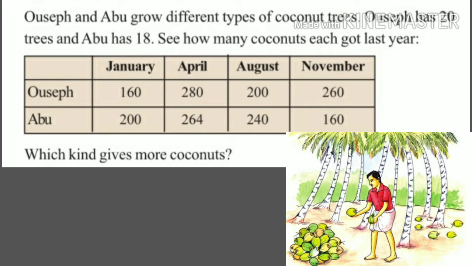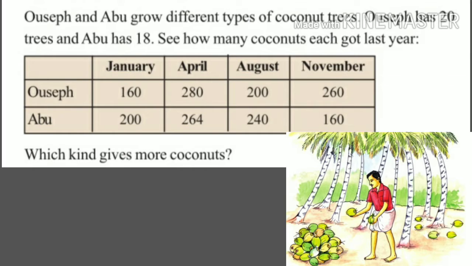See the first question. Ausep and Abu grow different types of coconut trees. Ausep has 20 trees and Abu has 18 trees. See how many coconuts each got last year and find which kind gives more coconuts. Here, we cannot compare just by comparing the total number because the number of coconut trees and number of coconuts are different for both Ausep and Abu. We can decide by only comparing the average number of coconuts per tree for each, Abu and Ausep.